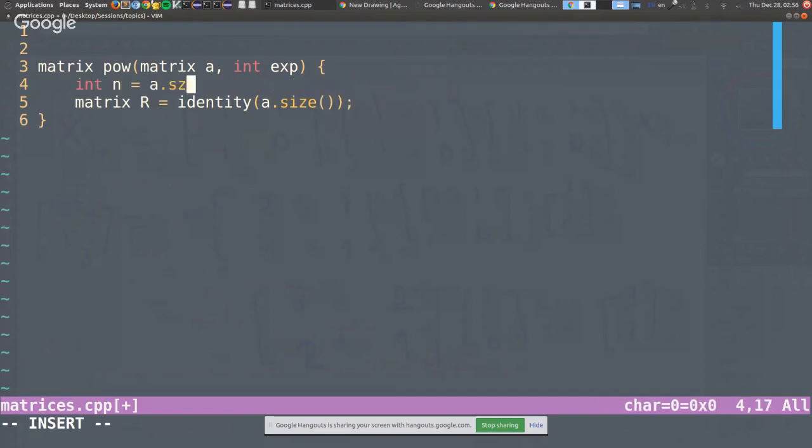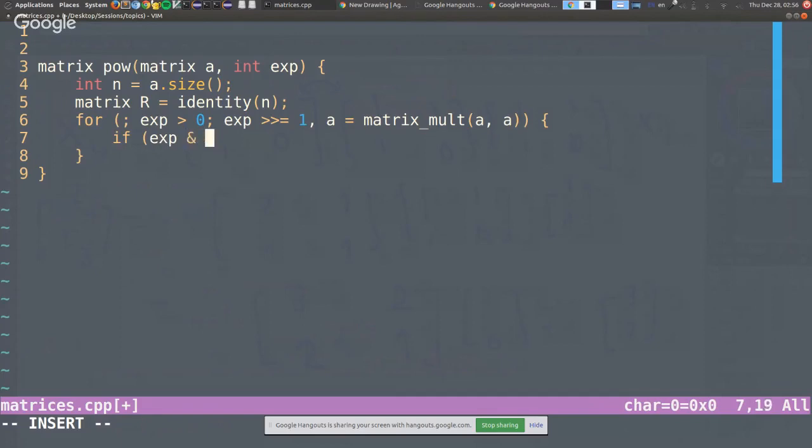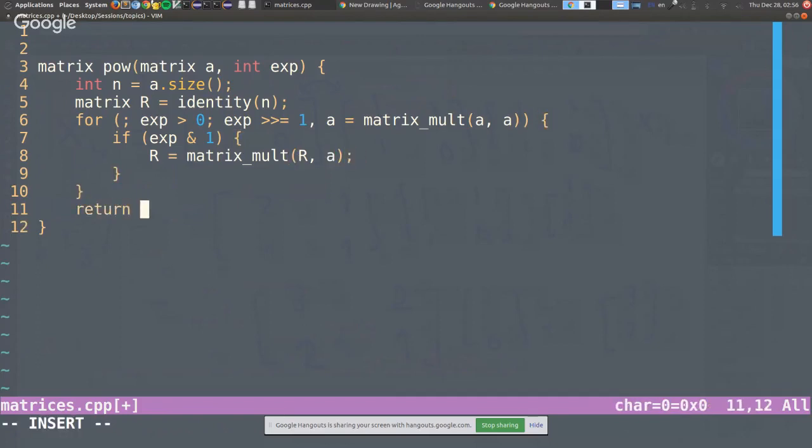So the matrix has n dimensions. Here I make an identity which has n, and then while the exponent is still greater than 0, the matrix multiplication is exactly the same power mod function we used to do, just we replaced every integer with a matrix, and then we make a matrix multiplication to return the R.